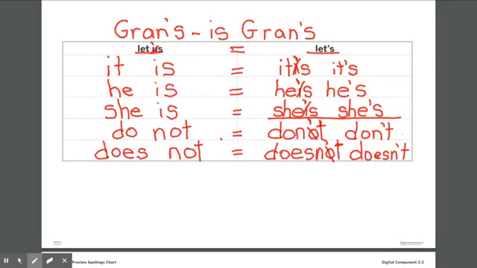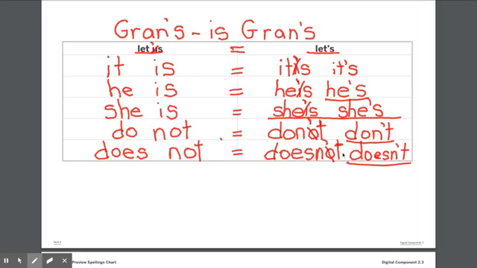That's a lot better. Okay, so take a look at that. Let's read these together. It is becomes it's. Good. He is becomes he's. Great. She is becomes she's. Nice job. Do not becomes don't. And our last one, probably our trickiest one, does not becomes doesn't. Doesn't this look good? We've shortened all of our words. Excellent job.